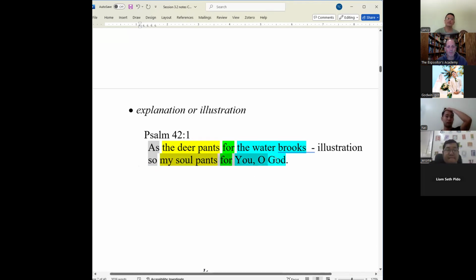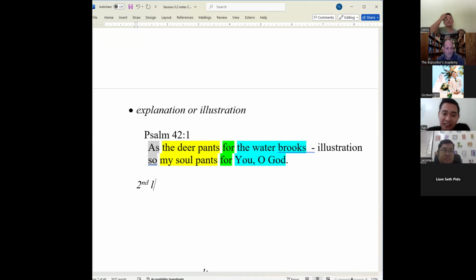His statement is, my soul pants for you, O God. And then he gives an illustration of that by saying, just like the deer pants for water. Okay? You guys see that? So I would call it an illustration or explanation. The first line is an illustration of the second line. Okay?